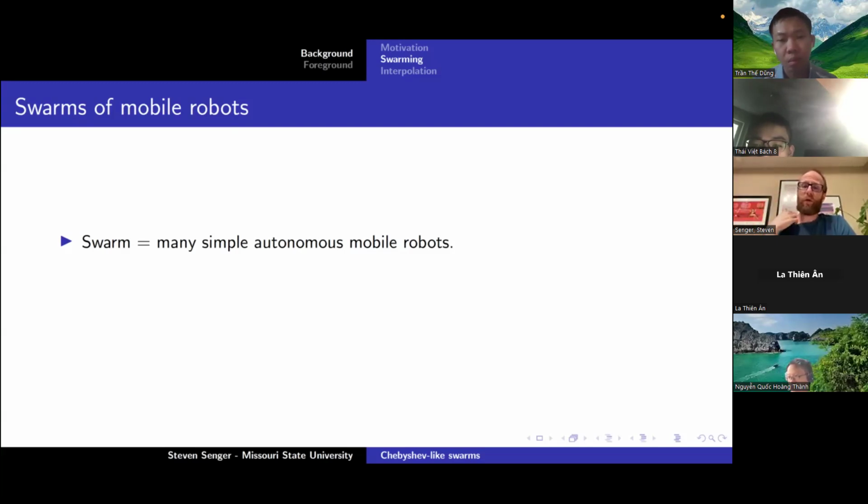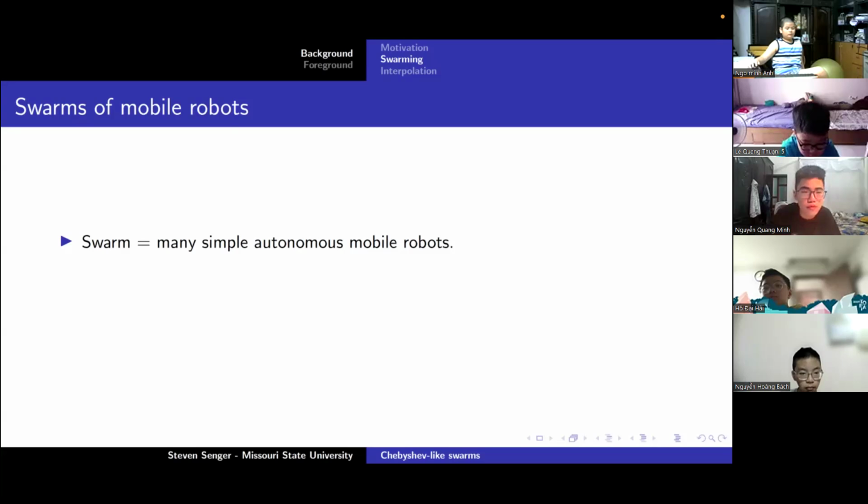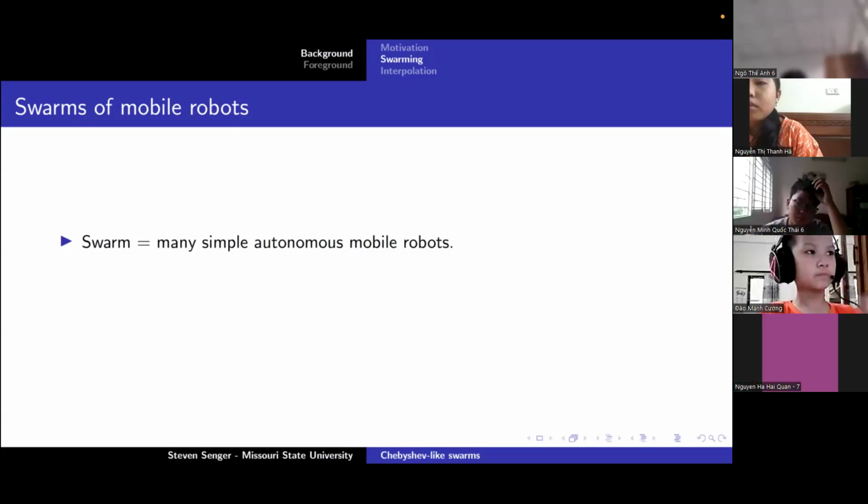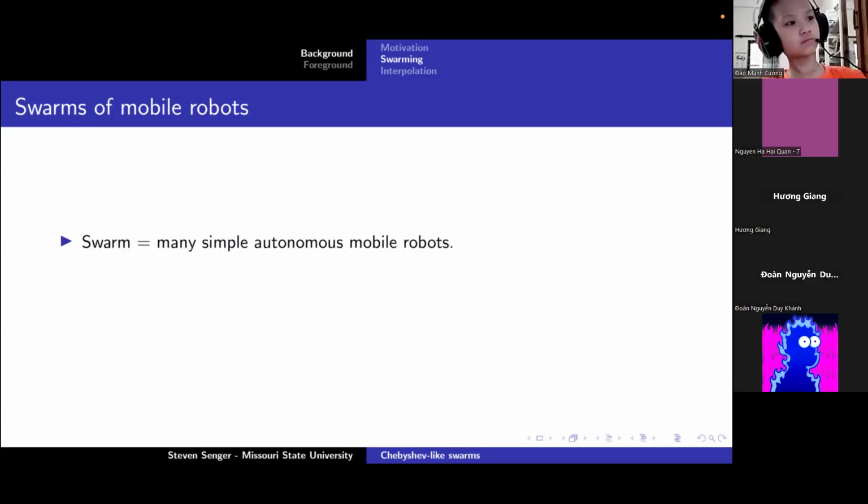So we can think about autonomous cars that drive around on the roads. We can think about the drones, the quadcopters that can fly around, or we can think about underwater robots. So there are robots that can swim through the ocean.